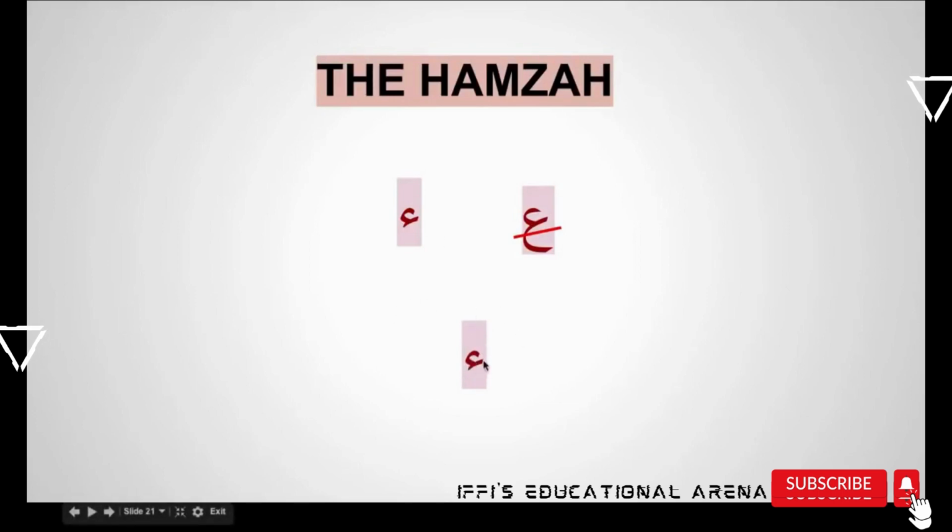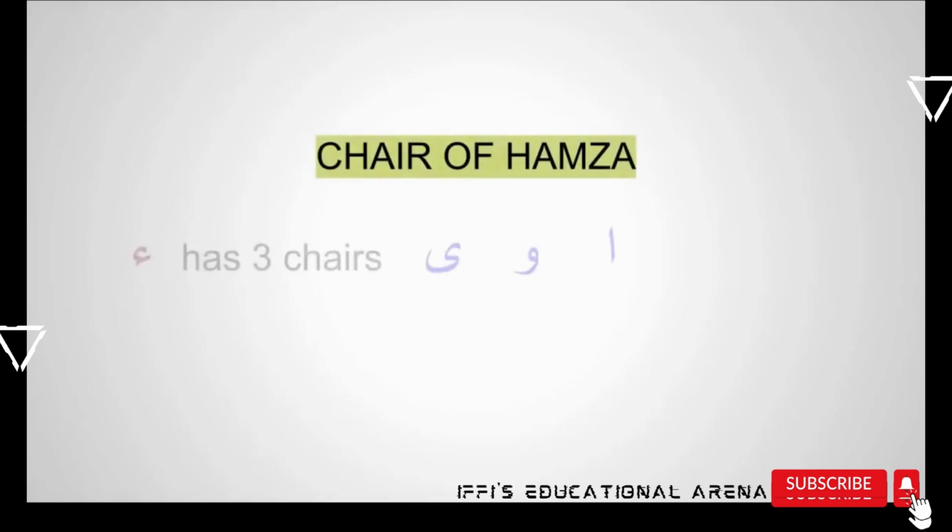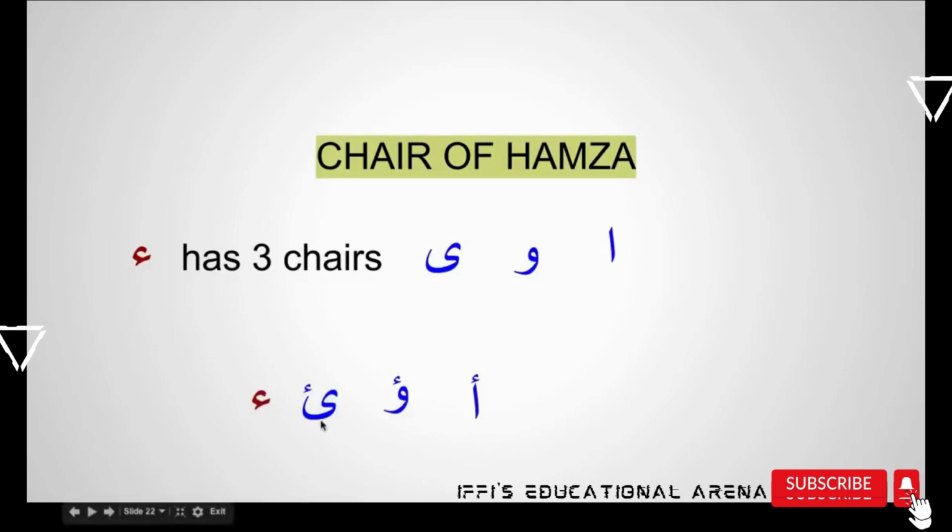Because this is a very small letter, it is possible that when you're writing sentences we can miss it. So that's why the Hamza has what are called chairs, to make itself more visible. What are the chairs of Hamza? We have three chairs on top of which the Hamza is written: alif, waw and ya. On alif it is written like that, on waw like that, and on ya. Sometimes, in very few words, it is written on its own, but most of the time it is written on top of a letter.